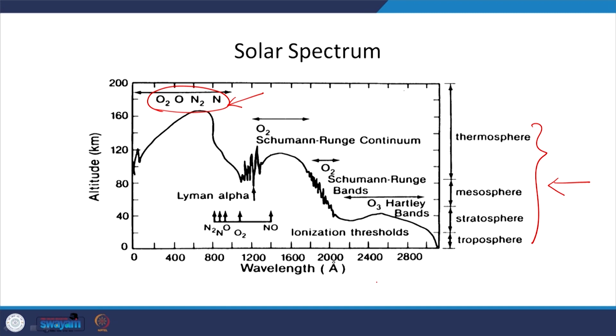Let us say, for example, the most energetic parts are absorbed at an altitude of 160 kilometers or 200 kilometers. And if you see this, the energetic radiation is generally absorbed by ozone, which is very well known to exist in the stratosphere. So our existing understanding is well supported by the solar spectrum absorption at different altitudes. Now, what does this radiation do when it travels into the atmosphere?